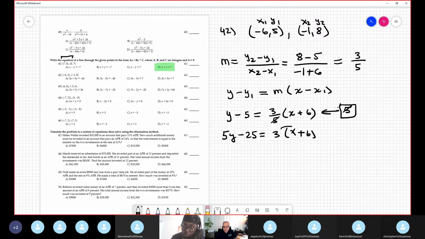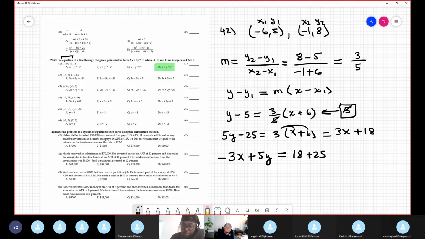Okay, now distribute the property. This is 3x plus 18. Now I try to express everything in standard form. In standard form, the variables you put on the left. So 3x, I move to the left. 5y stays here. Now we have 18 plus 25. Okay, 18 plus 25, 43. And the only sophisticated detail is that normally when you express in standard form, the coefficient in front of the x is always positive. But this is easy to change. You multiply the whole thing by -1, and now 3x minus 5y equals -43.